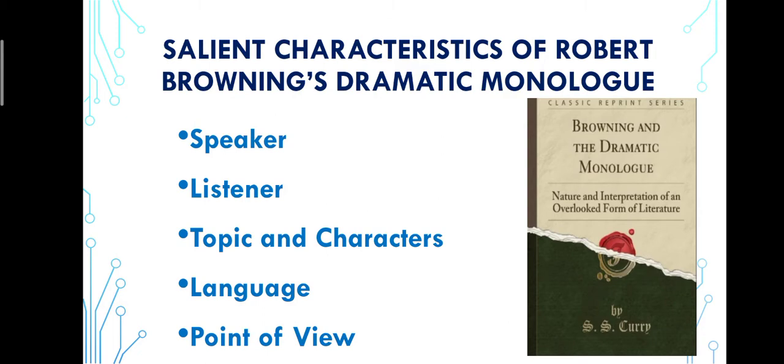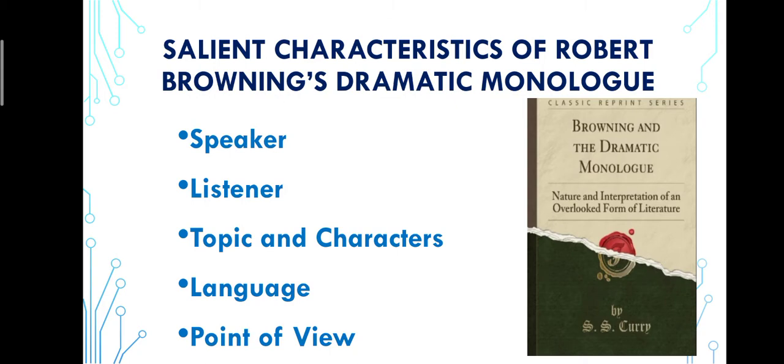Now, let's examine some of the salient characteristics of Robert Browning's dramatic monologue. The first and foremost characteristic of Browning's dramatic monologue is that it consists of a speaker and a listener. The reader receives information about the protagonist, about the audience, and also about the scene through the words of the speaker himself.